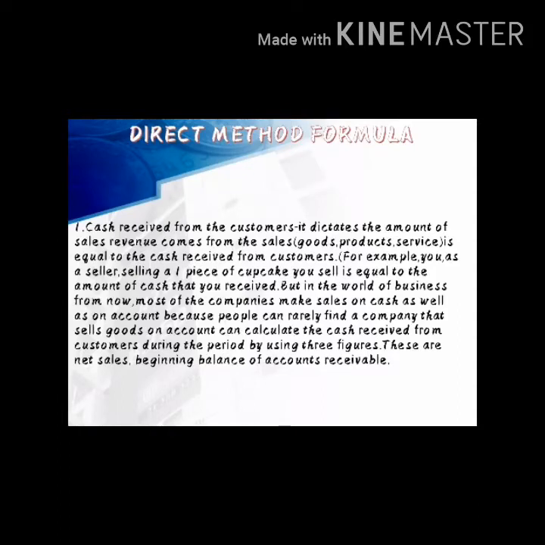And now we proceed to the direct method formula. It is under the operating activities. The first one, cash received from the customers. It dictates here that the amount of sales revenue comes from the sales, which is the goods, products, and even services, is equal to the cash received from customers.